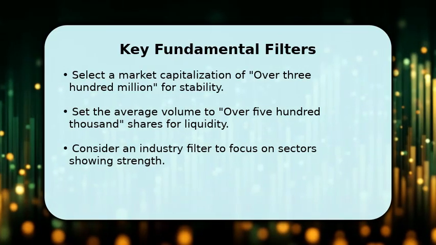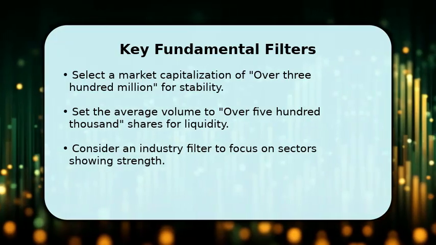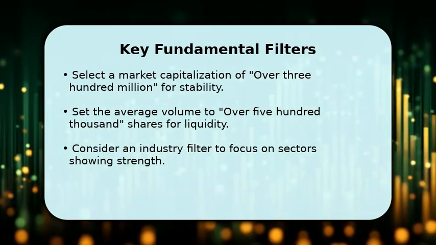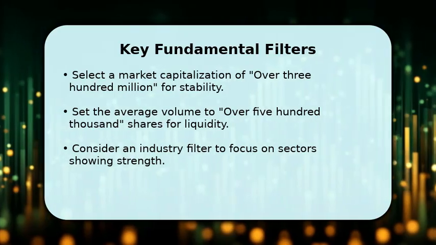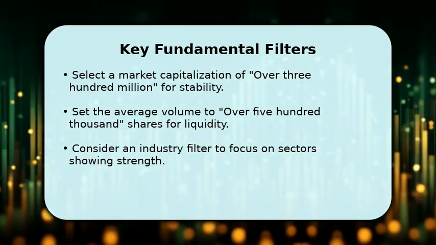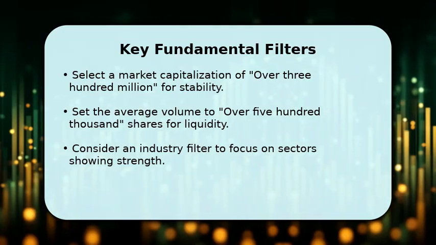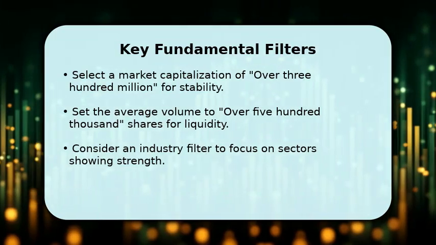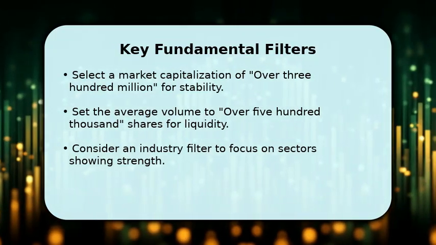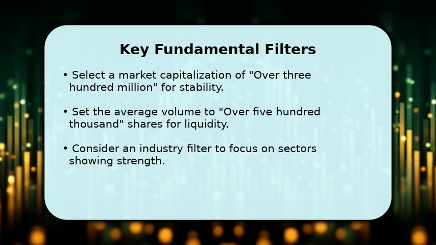Next, set the average volume to over 500,000 shares. This is crucial for ensuring sufficient liquidity, allowing you to enter and exit trades efficiently without significant price impact. You might also consider adding an industry filter to focus on sectors currently demonstrating strong performance.